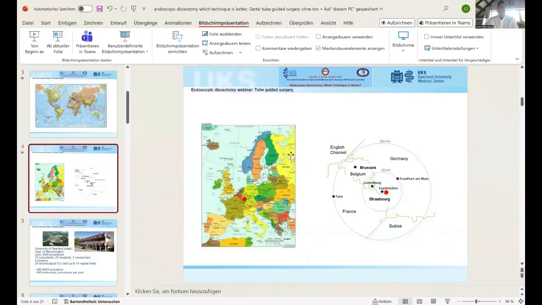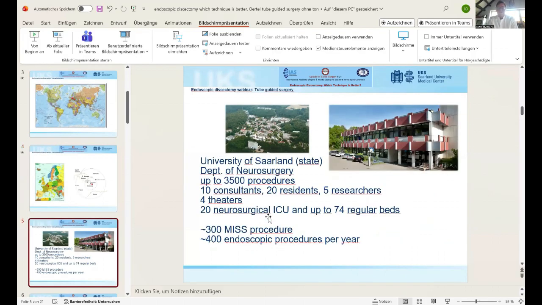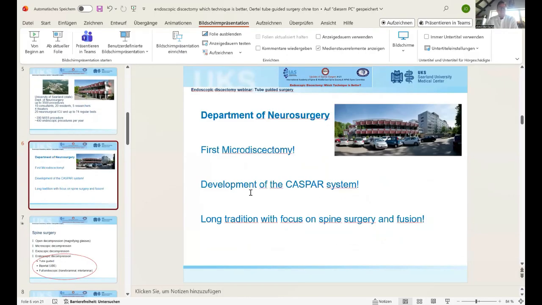This is where I'm from, a one hour drive from Luxembourg and Frankfurt. And this is our department. We focus on MIS and endoscopic procedures, which is about 20% of our practice. Actually, it's a traditional department of spine procedures. We have a long tradition in spine surgery and spine fusion.